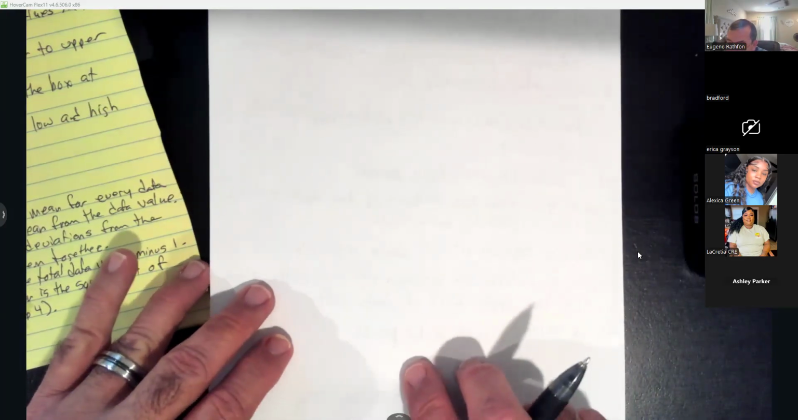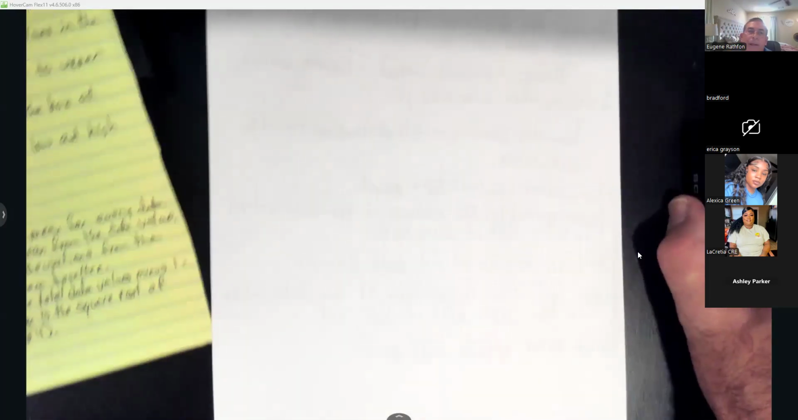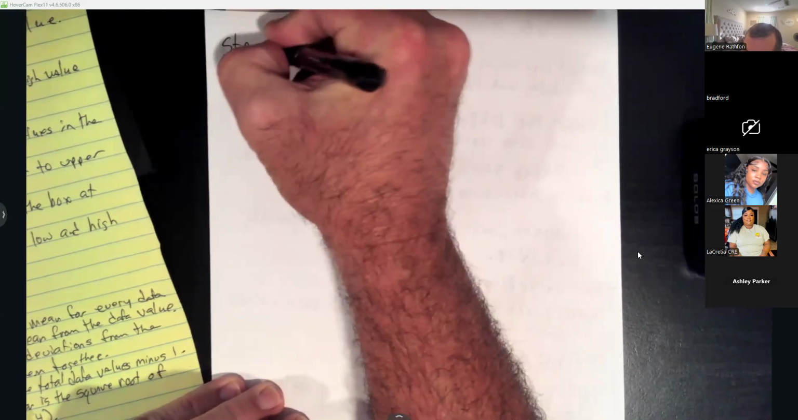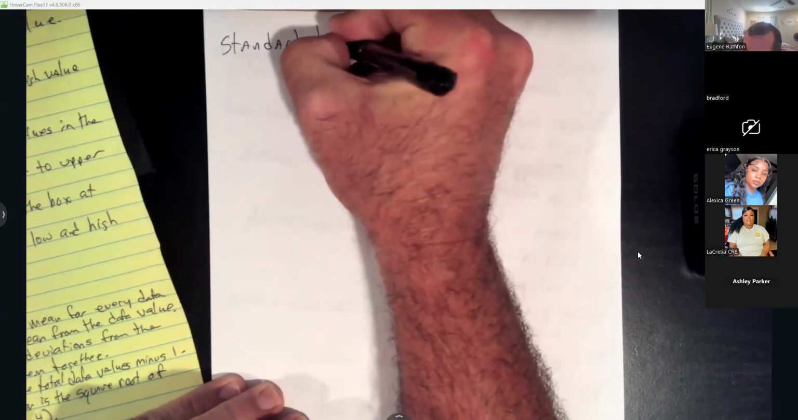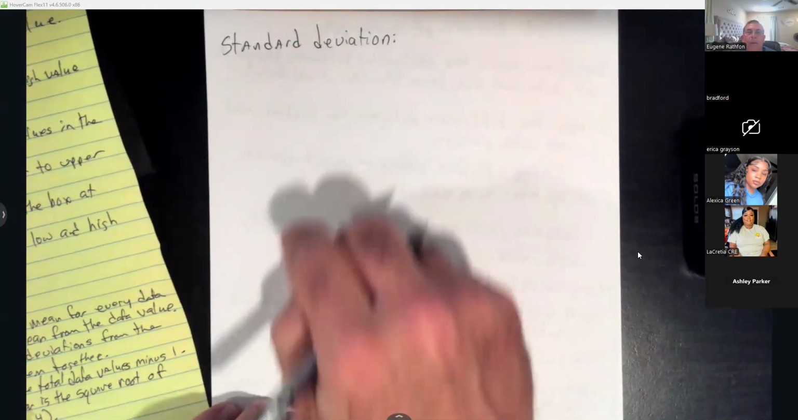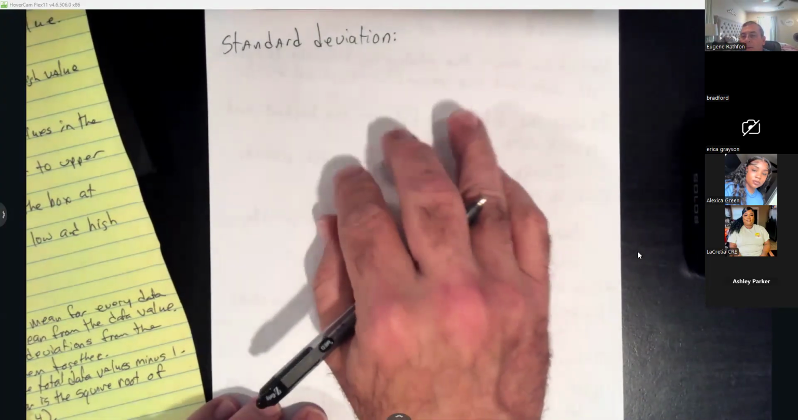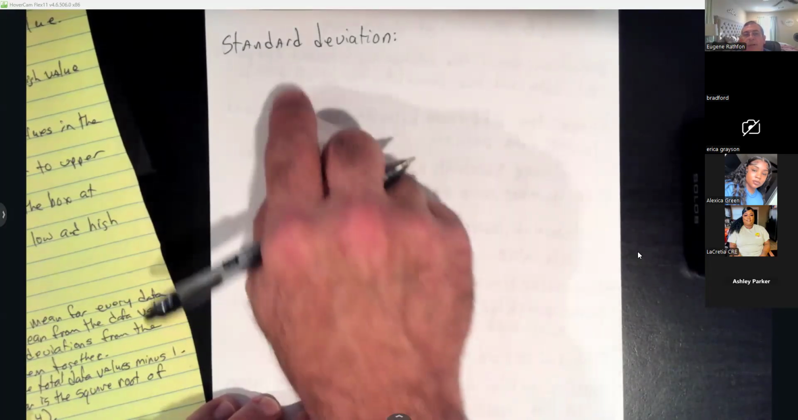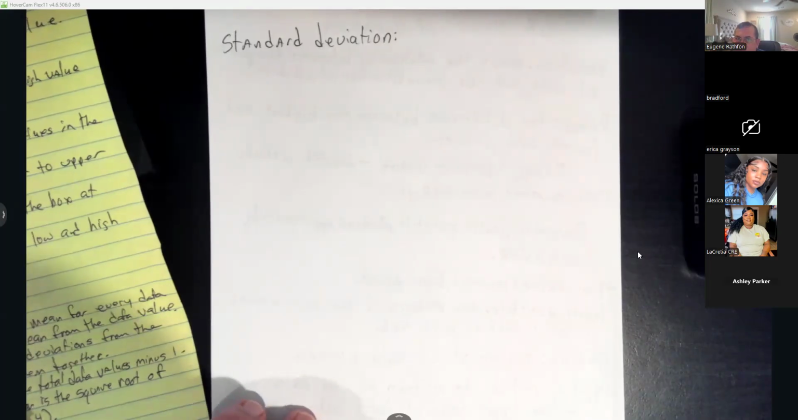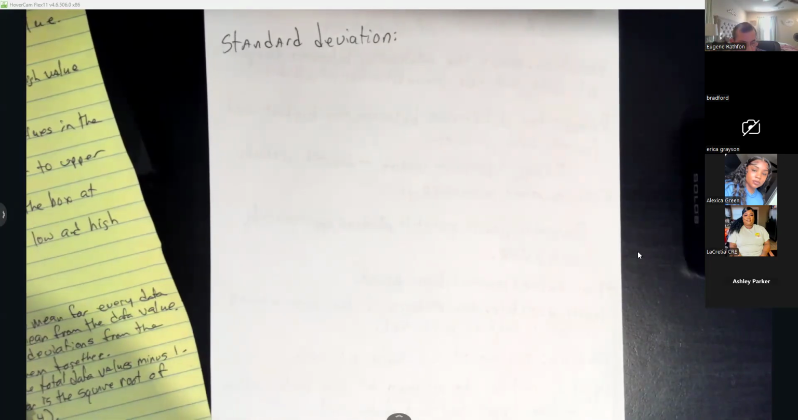All right, y'all. So the other thing we're looking at for our variation is what we call standard deviation. And we got another project coming up, and it's going to be dealing with standard deviation. Okay, so I'll explain that in a little bit after we do this.